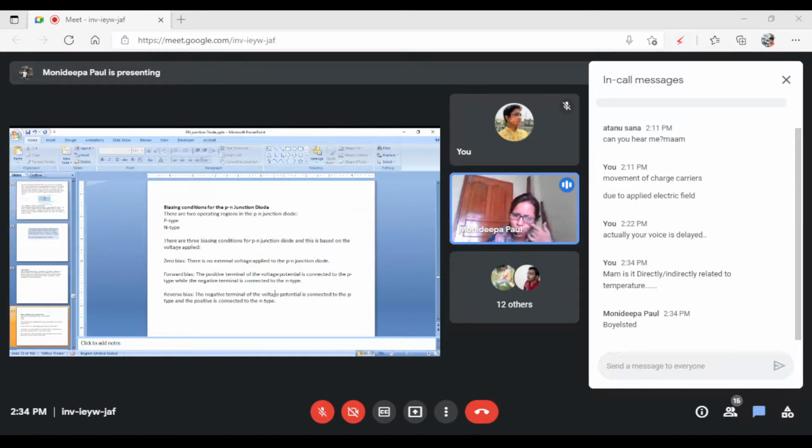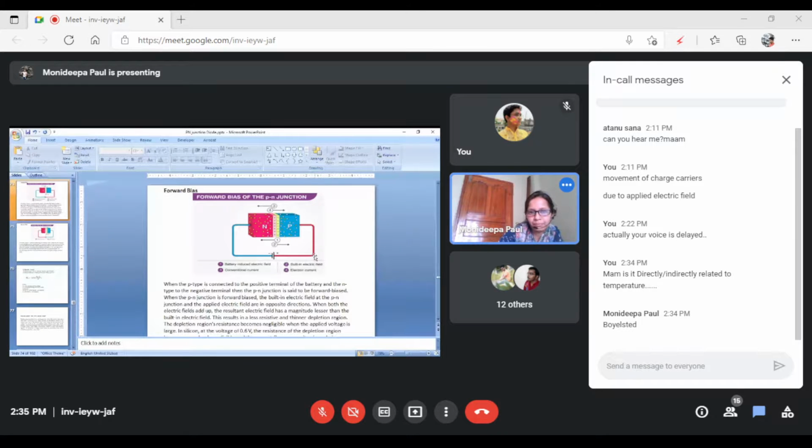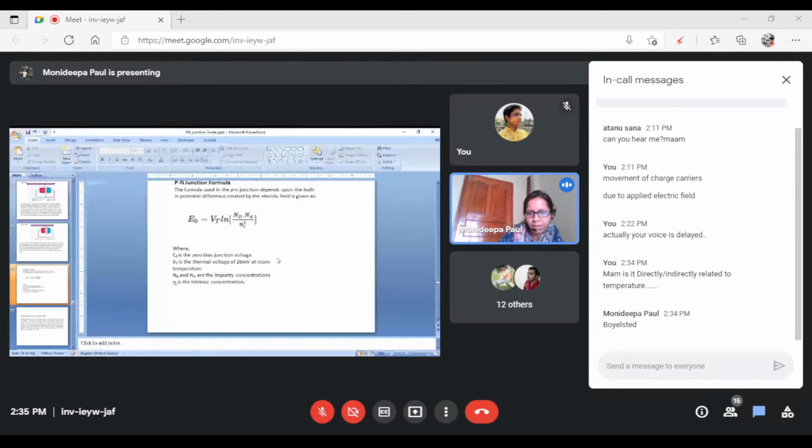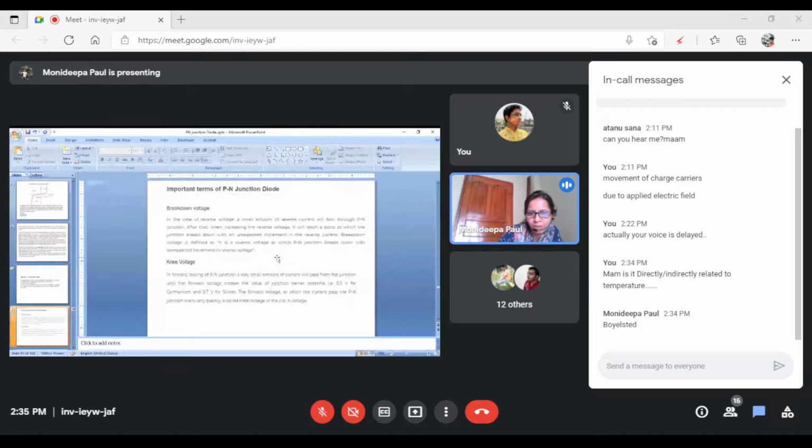Zero bias means there is no external voltage applied to the PN junction, and the behavior of the PN junction when no external voltage is applied is known as the zero bias condition. And forward bias means, I have already shown the symbol of the diode, that is the arrowhead, and one symbol is not here. If I have a symbol, then I will show you.